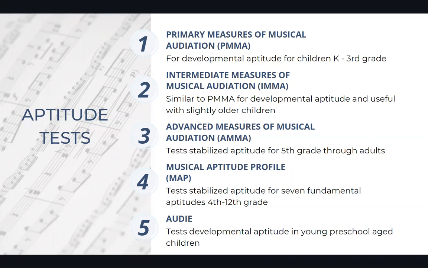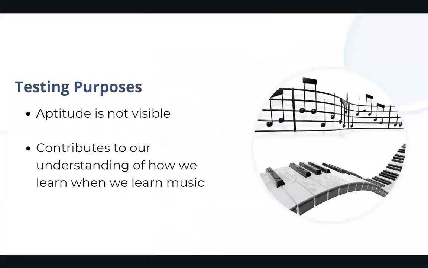AUDI is a test for young children and is used individually with preschool children, while all the other tests can be used in a group setting. You might be asking, why test aptitude? Will it impact my teaching?